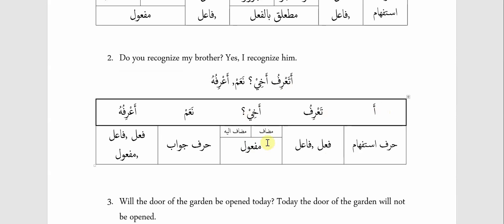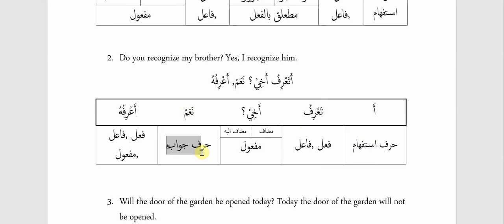And akhi, my brother. My brother is obviously mudaf ilayh association. Akhu is brother. Akhi is my brother. The ya is ya mutakallim. It's the attached pronoun for ana. That becomes your maf'ul. Then you have ta'arifu akhi. You recognize my brother. And you had your harf istifham questioning. Ata'arifu akhi. Do you recognize my brother? Easy. You got to answer.